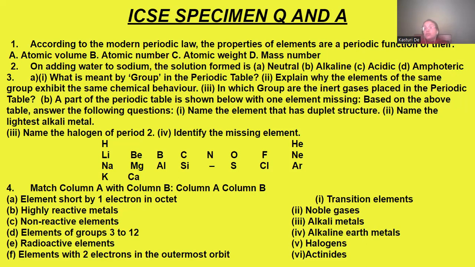And elements with 2 electrons in the outermost shell, those are alkaline earth metals, which have 2 electrons on the outermost shell. Valence electrons are 2. All the alkaline earth metals have valence electrons 2, so they lie in group 2. Okay.